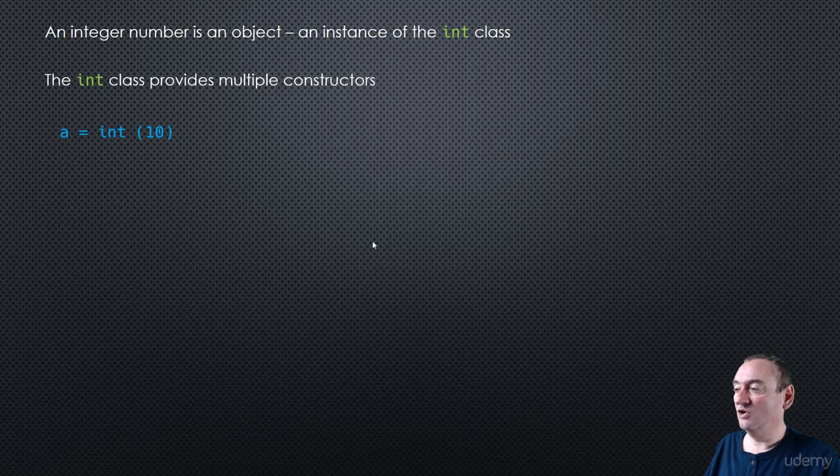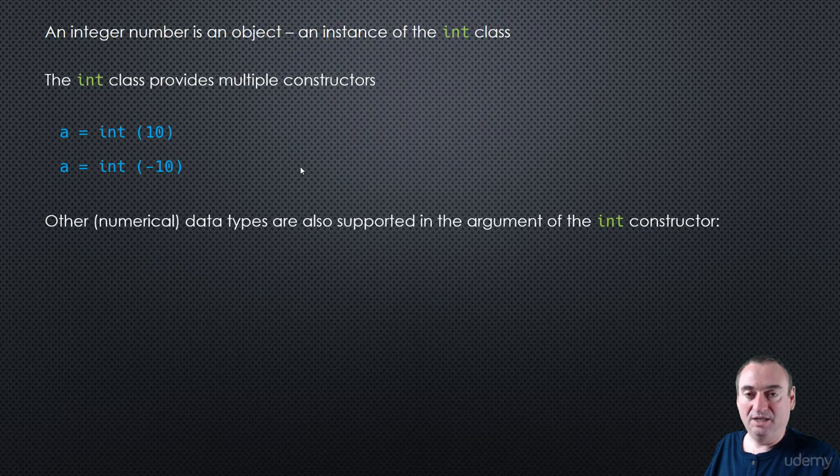Obviously we can call the constructor this way. We can say a equals int(10). So we pass 10 into the constructor. That's an int, and that will result in a being equal to 10. We generally don't call it this way. We just say a equals 10, right? We use the literal expression instead. Obviously we can pass in negative numbers. That works just fine.